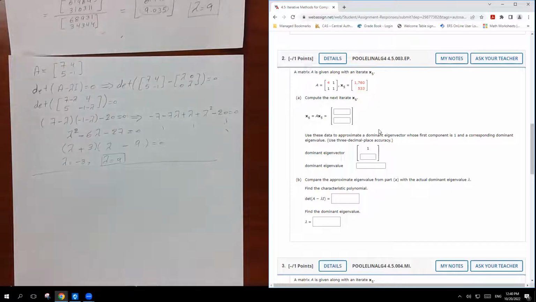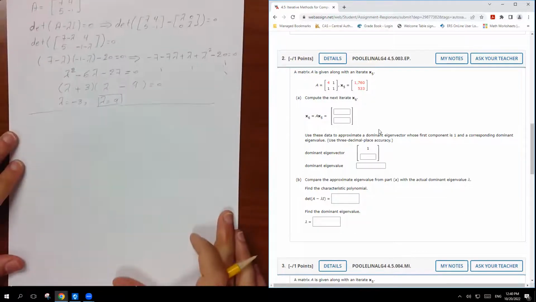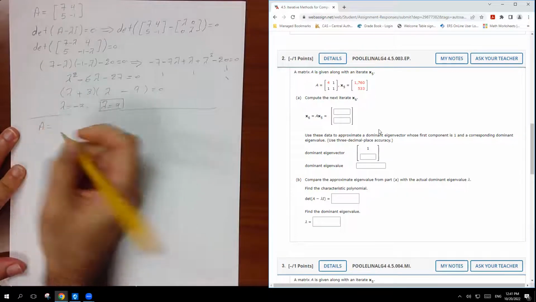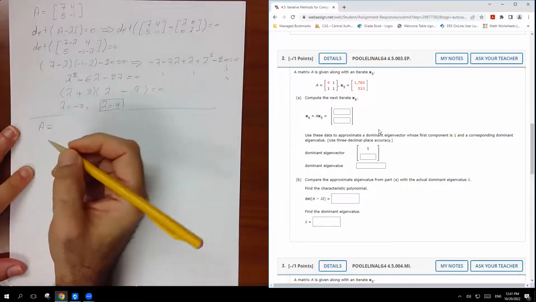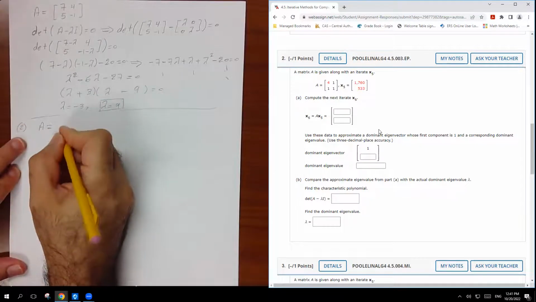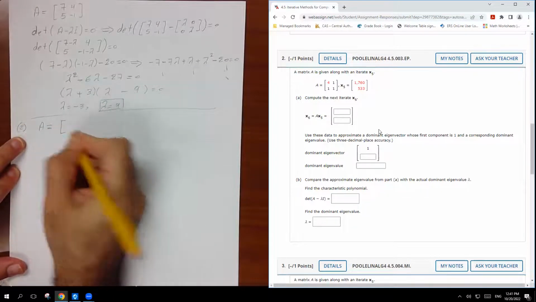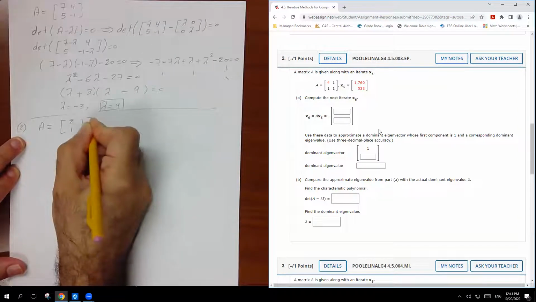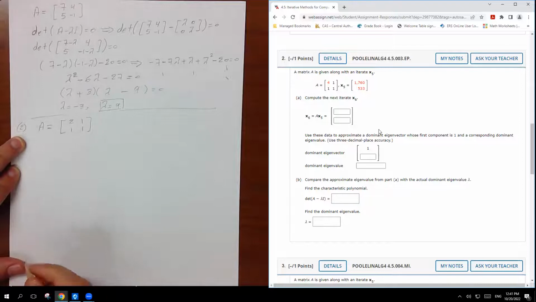Let's choose different matrices because this one is going to be exactly the same one. You're going to get the same one. So I'm going to choose different numbers. Let's check this one. A is equal to 2, 1, 1, 1.